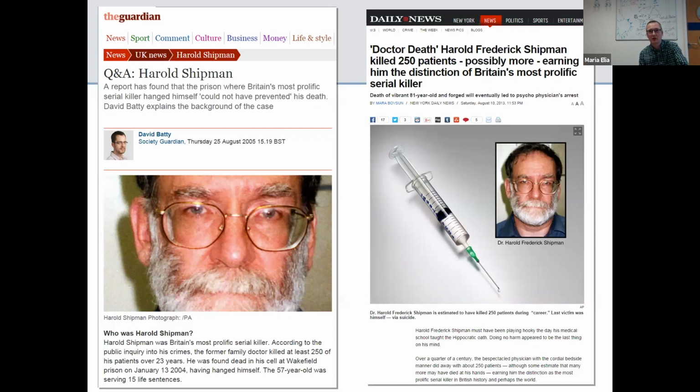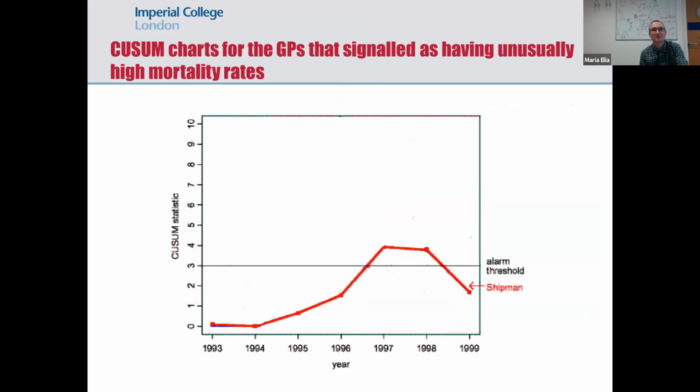So these two inquiries, as you might imagine, had quite an impact on how quality of care is monitored and investigated in this country. And here is a graph of analysis I did to see, could we have spotted Shipman's high death rate? This is a particular kind of statistical analysis where if the red line goes above that threshold, that black line, it says, yeah, he's got a high mortality rate. And sure enough, we would have picked up Shipman earlier if we'd been monitoring the data.